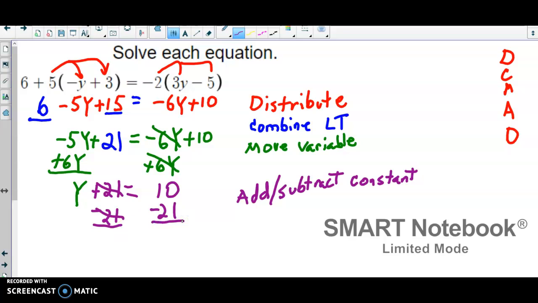10 minus 21, again, I got different signs, so I have to subtract. Keep the sign of the bigger number. 21 is bigger. It's negative, so it's going to be a negative. So I subtract those two, and I get 11. Bring everything else down. Bring down my equal sign, bring down my y. So in this particular one, I don't have to do the last step divide. That will happen sometimes. I'm done. This is my answer.